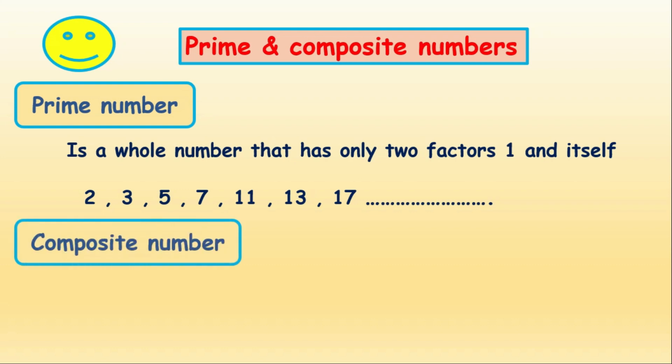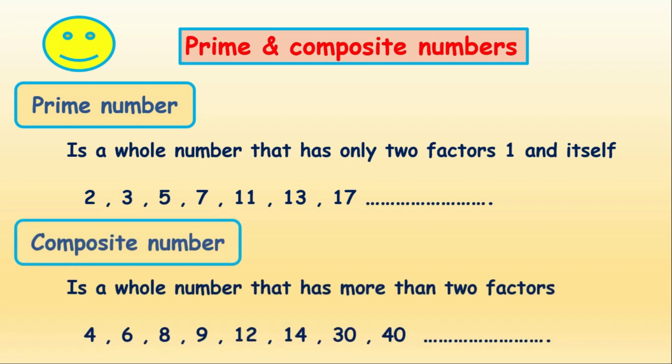Okay, a composite number is a whole number that has more than two factors. Like what? Like 4, 6, 8, 9, 12, 14, 30, 40. You can find these numbers in the timetable. 4 equals 2 times 2, 6 equals 2 times 3, 8 equals 2 times 4. You can find all these numbers in the timetable. Okay, more factors. It has more factors.